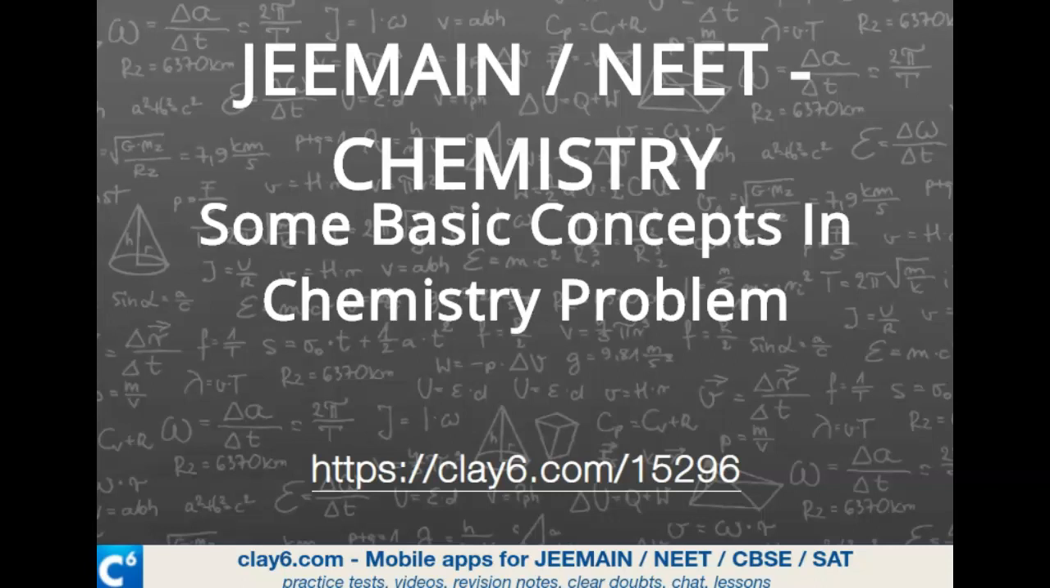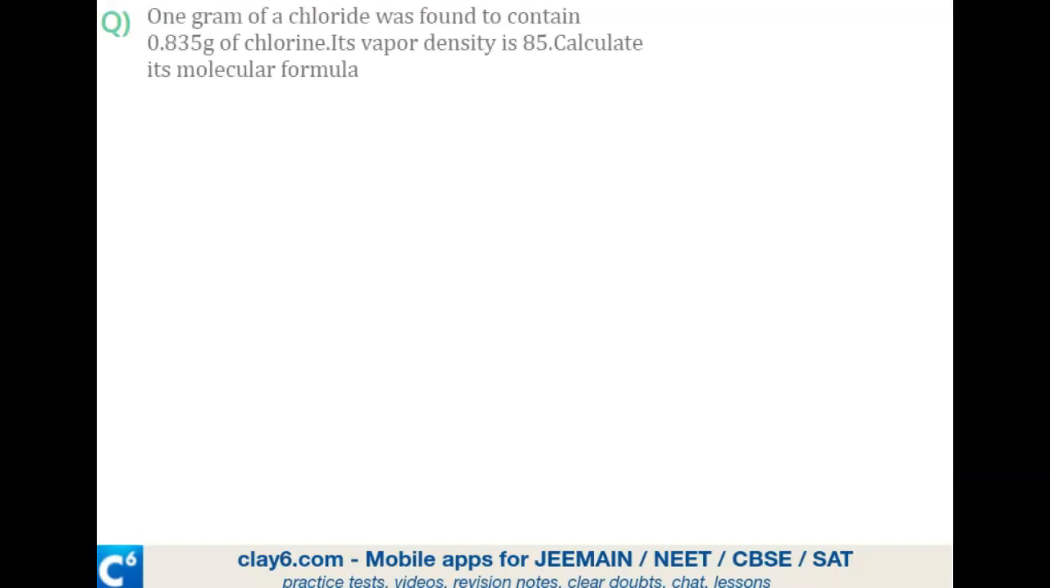Let's do an interesting problem from the chapter Some Basic Concepts in Chemistry. The given question is: 1 gram of a chloride was found to contain 0.835 gram of chlorine and its vapor density is 85. We have to calculate its molecular formula, and the given options are here.